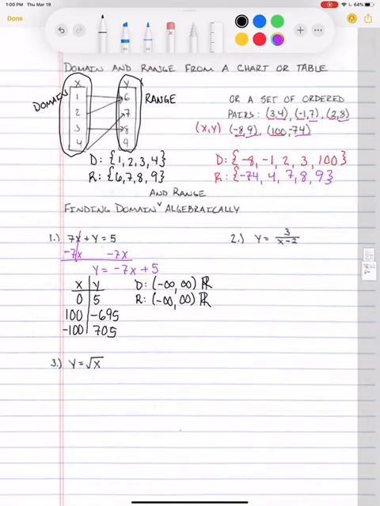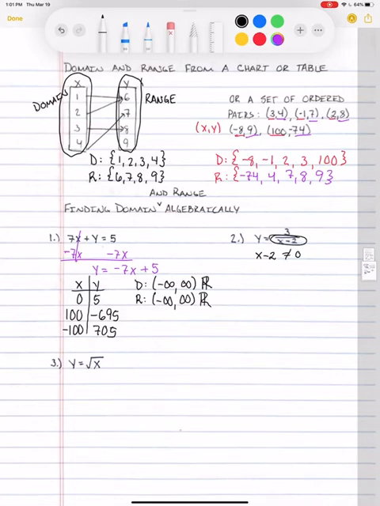In example 2, I have y equals 3 divided by x minus 2. What I have to worry about here is the denominator. Okay, my denominator, x minus 2. I cannot have my denominator equal 0. Because if it equals 0, like for example, if I had 3 divided by 0, it's going to be undefined. You can't divide anything by 0. If you type that in your calculator, you're going to get an error because it's just not possible. You cannot divide by 0.